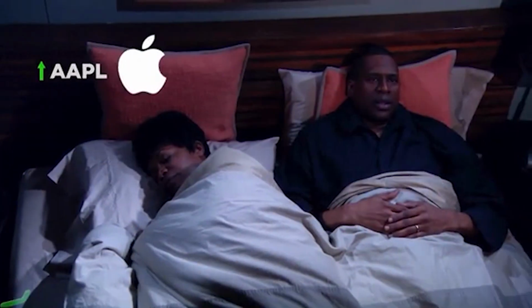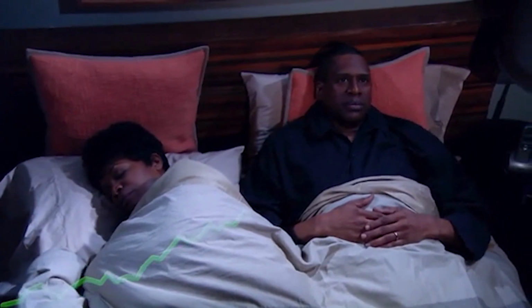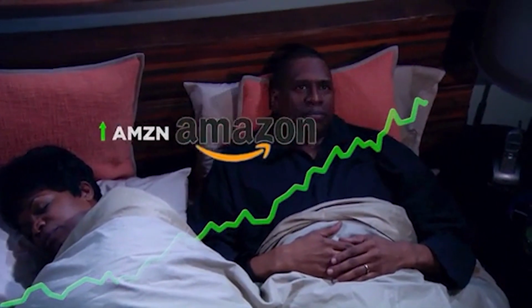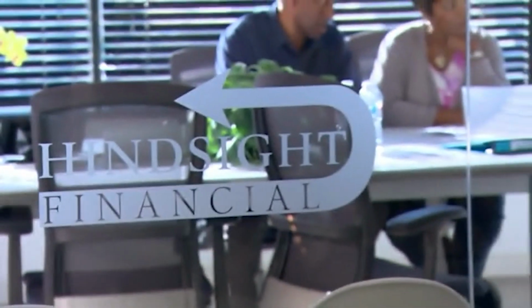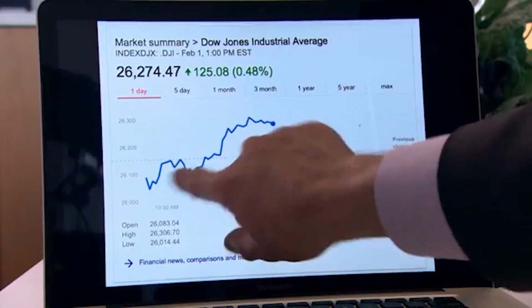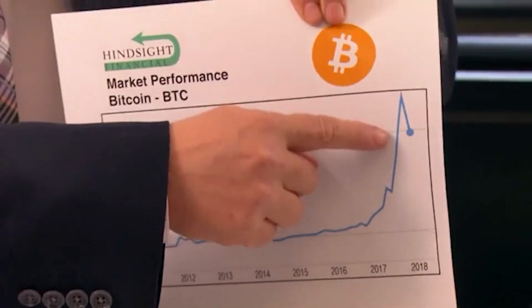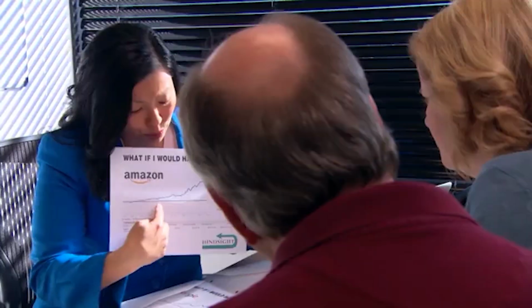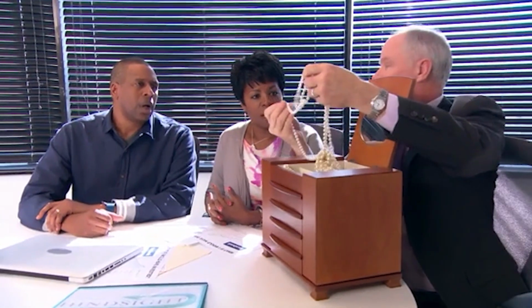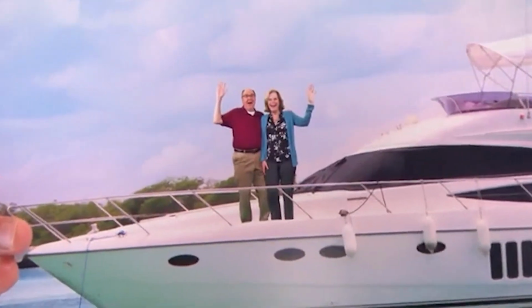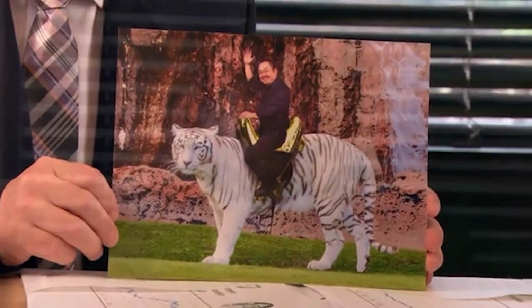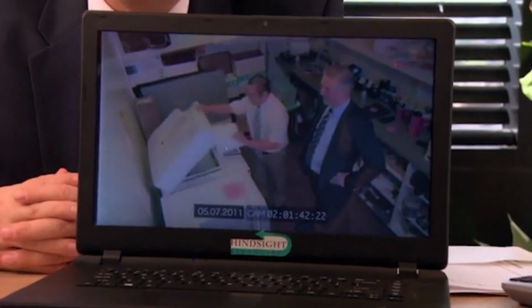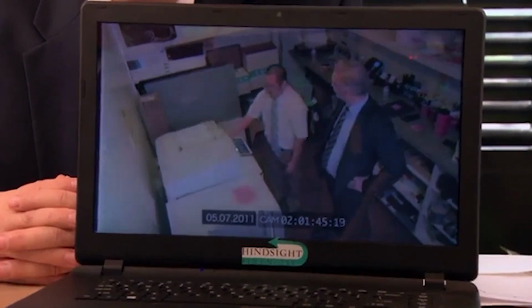What if you had purchased Apple stock before the launch of the iPhone? What if you had bought Amazon before it was the only place people shopped? At Hindsight Financial, you don't have to wonder how rich you could have been, because we'll show you. In frustrating detail, our advisors will walk you through every single opportunity you missed. We'll even show you luxury items you could have acquired if you'd only invested before things took off. The trappings of wealth and distinction that could have been yours if you'd just listened to your coworker's tip. I'm telling you, man, buy Bitcoin. I don't think so.